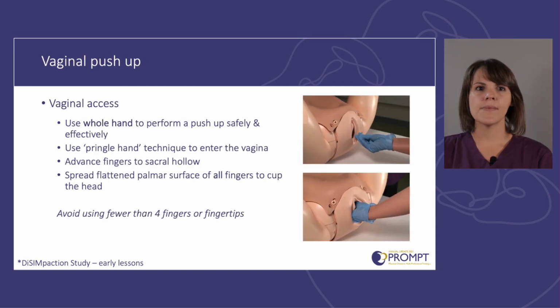So to perform a vaginal push-up safely and effectively, it's important the clinician uses their whole hand to do the push-up. And the obstetrician or midwife can use a Pringle hand technique, much like that used with shoulder dystocia, to enter the vagina at 6 o'clock, advancing their fingers towards the sacral hollow. You then need to spread the flattened palmar surface of all fingers to cup or cradle the fetal head. And it's really important that the clinician avoids using fewer than 4 fingers or their fingertips, as this can result in excessive point pressure on the fetal skull.